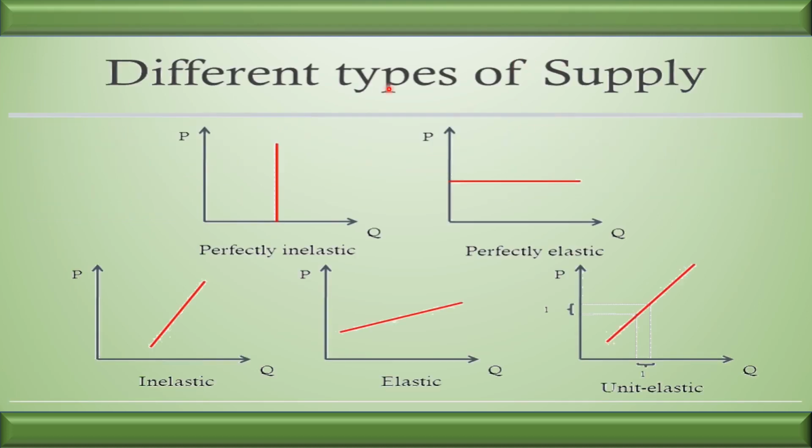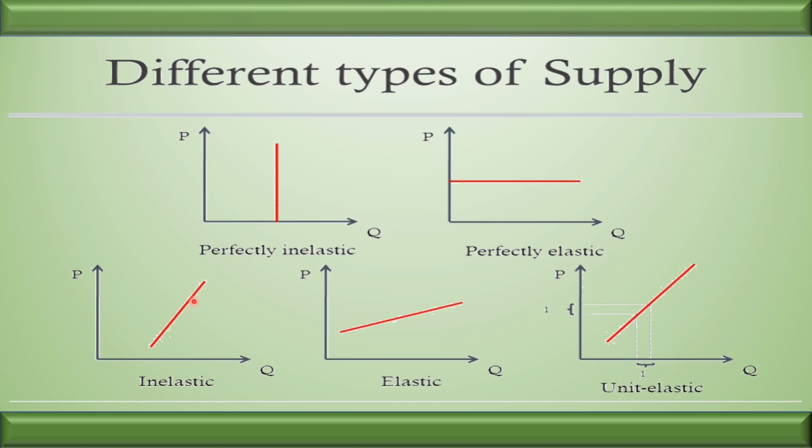Let us see the shape. If the supply curve is parallel to y-axis, then it is called perfectly inelastic supply. And if the supply curve is parallel to x-axis, then the elasticity becomes perfectly elastic.